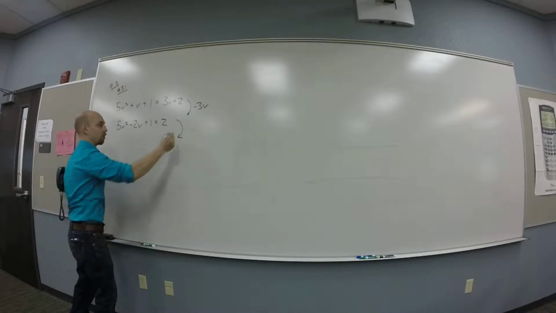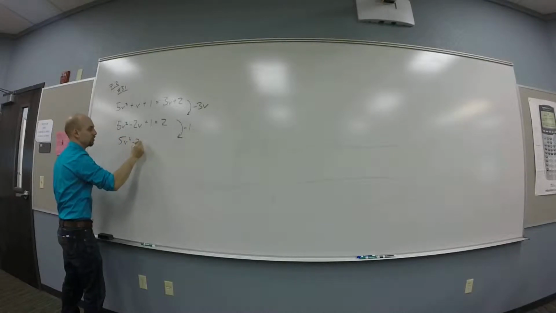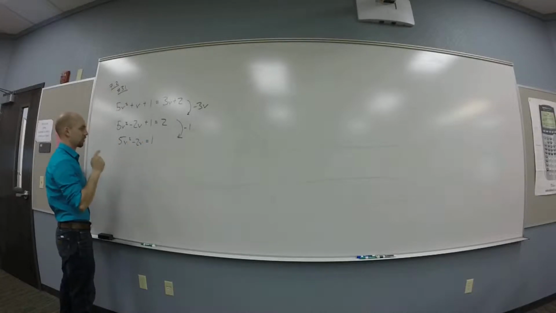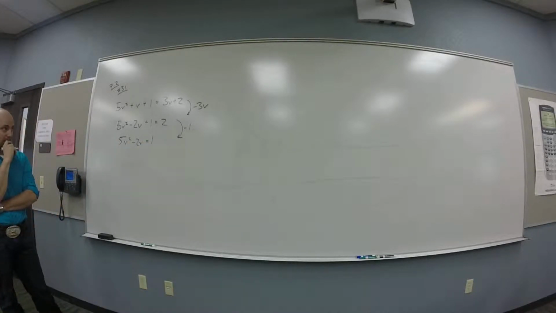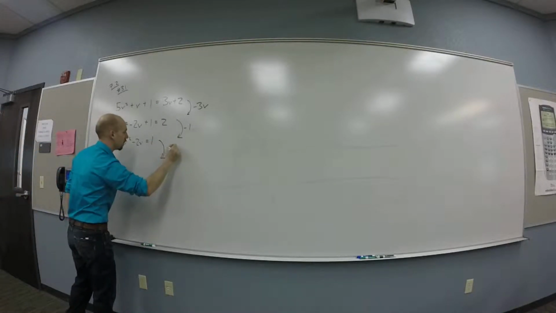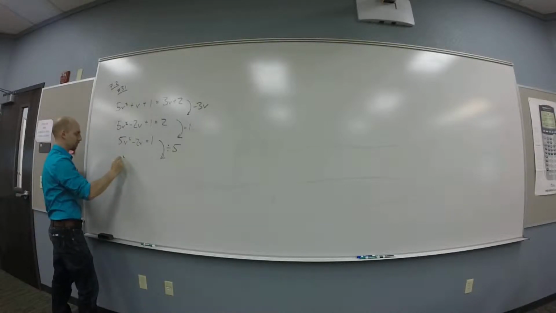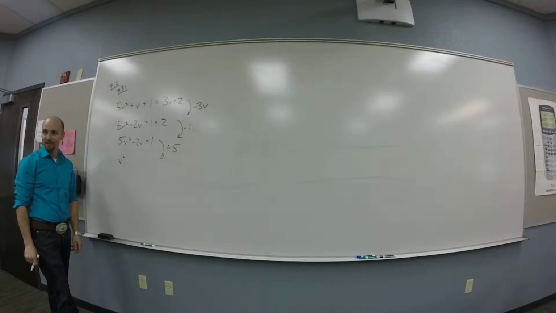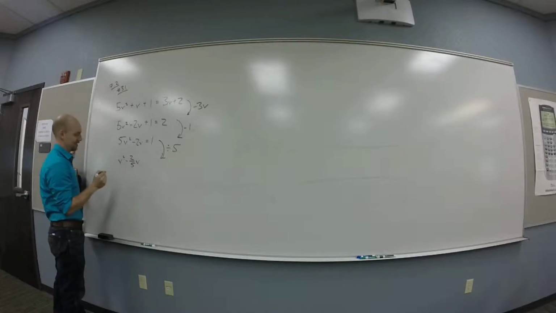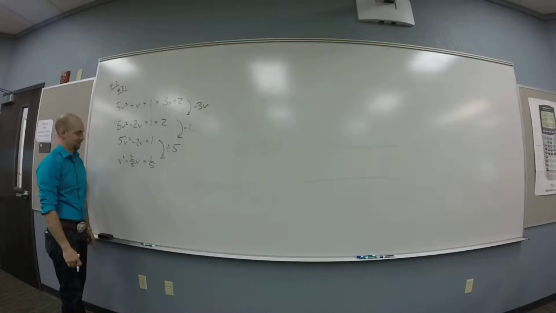Move the 1 over, subtract 1. So you've got 5v squared minus 2v is 1. Okay, now what? Divide by 5. Okay, so if I divide by 5, I get, here, I'll do this one for you. v squared minus 2/5 v equals 1/5. Yeah?